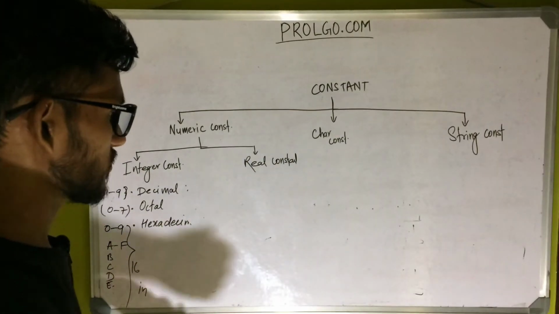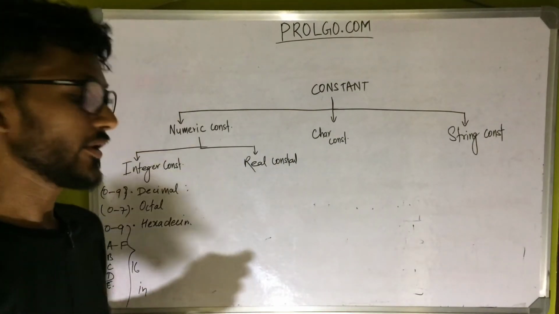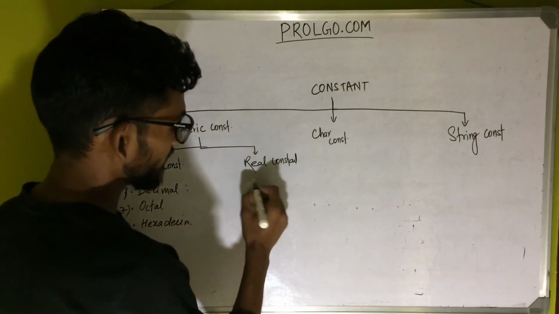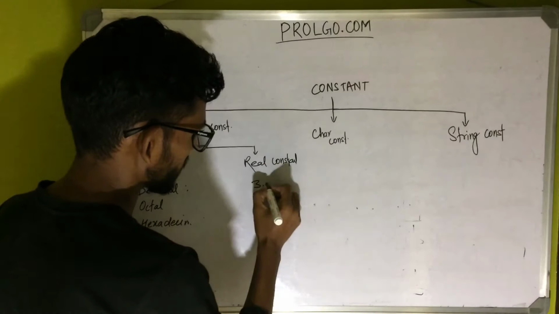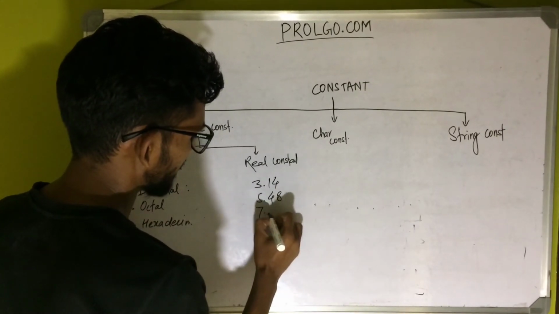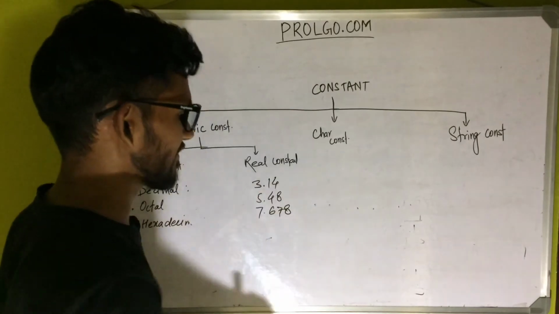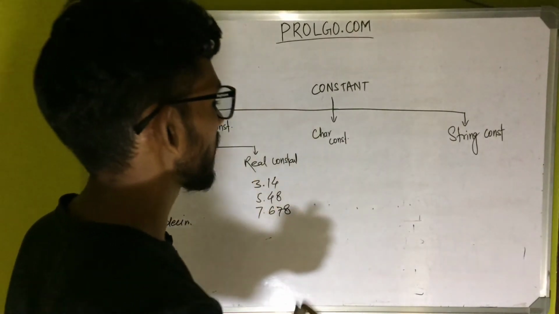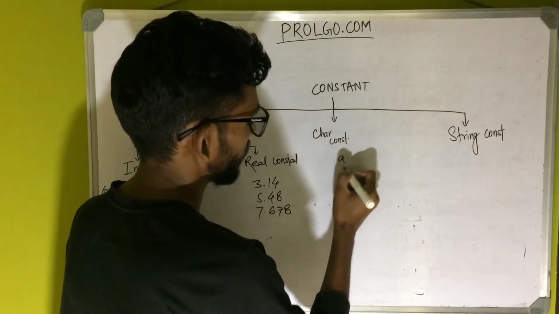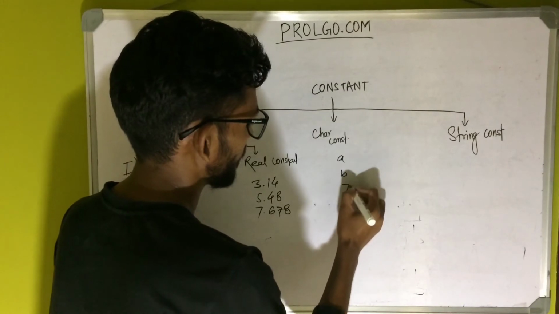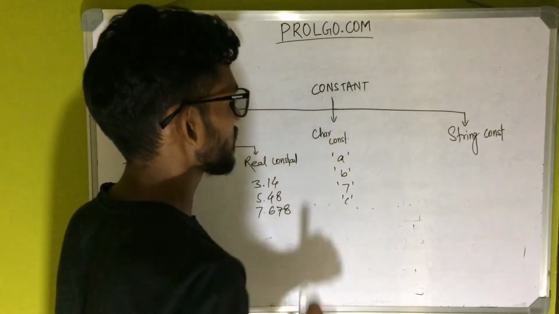Real constant: whatever numeric value with a decimal point will be a real constant, like 3.14, 5.48, 7.7678. So these are the real constants, and then come character constants: A, B, 7, C. These are all character constants.